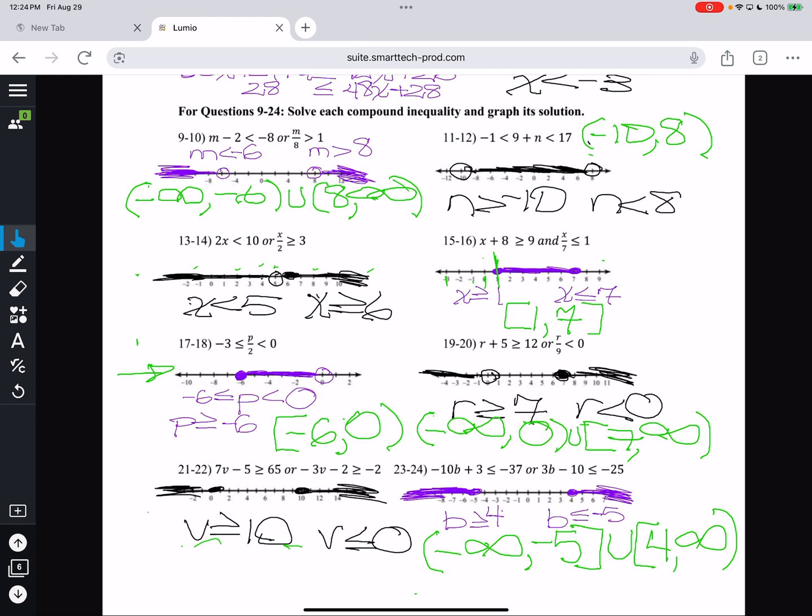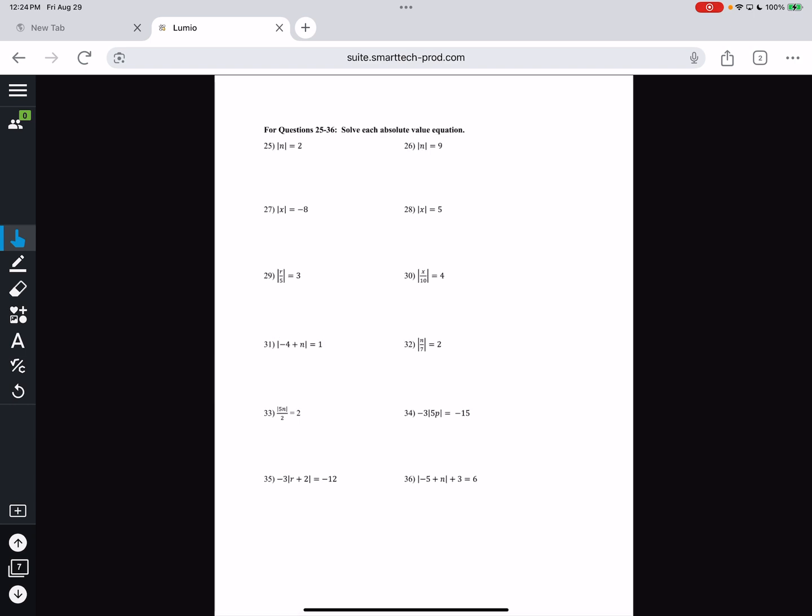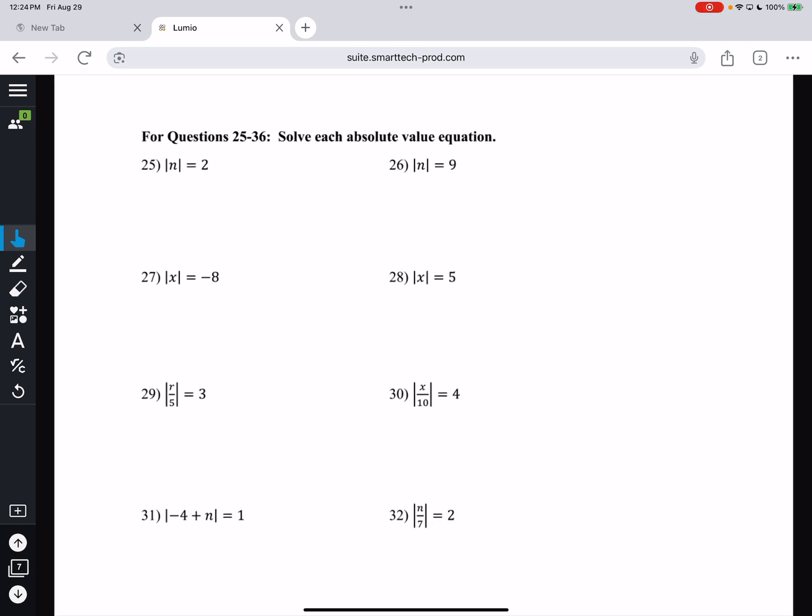All right, so did that make sense? 23, 24. Parker, what about that has you stumped? Oh, I can do that. Okay. All right. We're going to the next page. We will still be circling back to interval notation, but we're starting with absolute value.